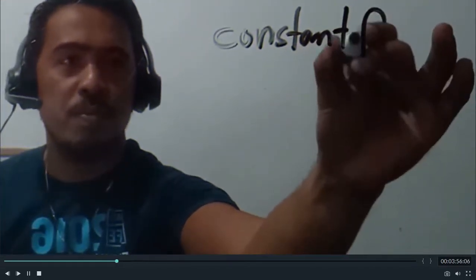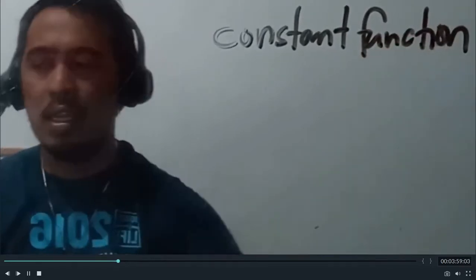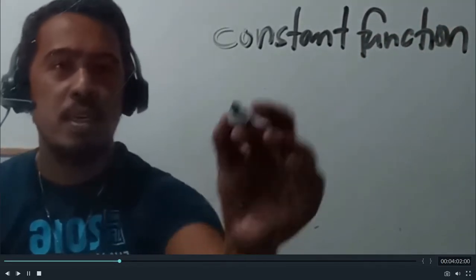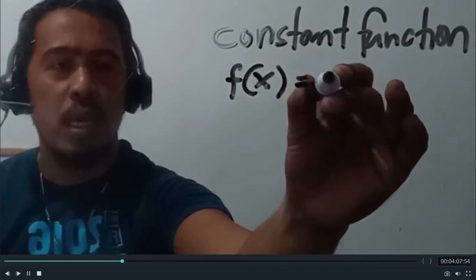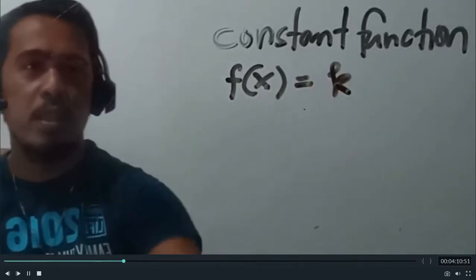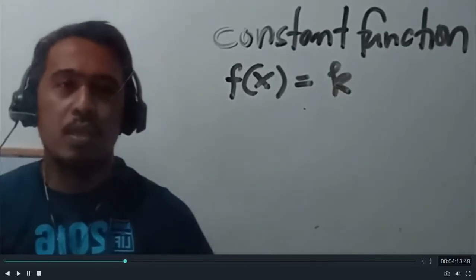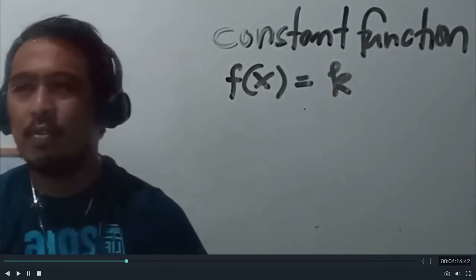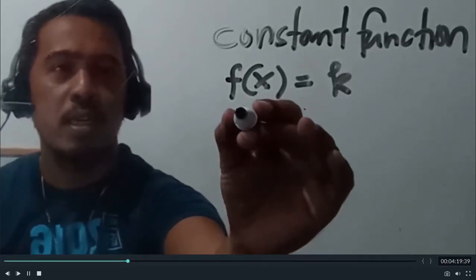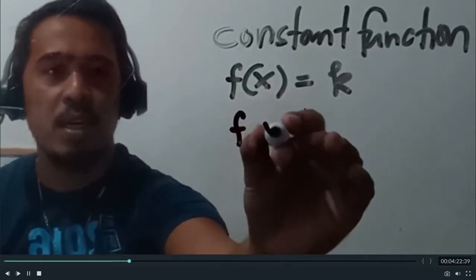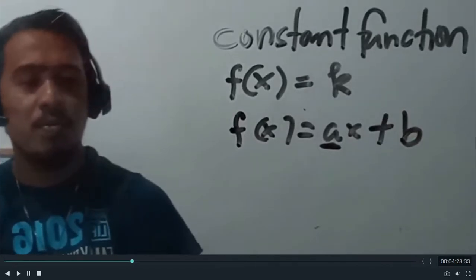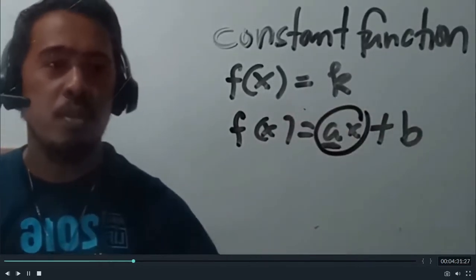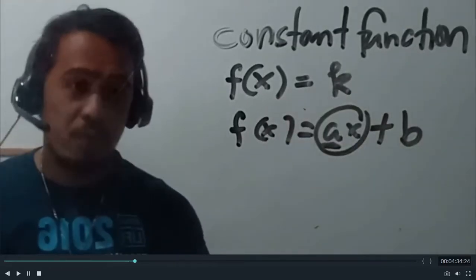The next function is the constant function, and it will be a constant function if the form is written as f of x equal to any constant, say k, or in this case any real number. So if we consider the linear function, it is just f of x equal to ax plus b. If the value of a is 0, then you only have b, or any value of the k.